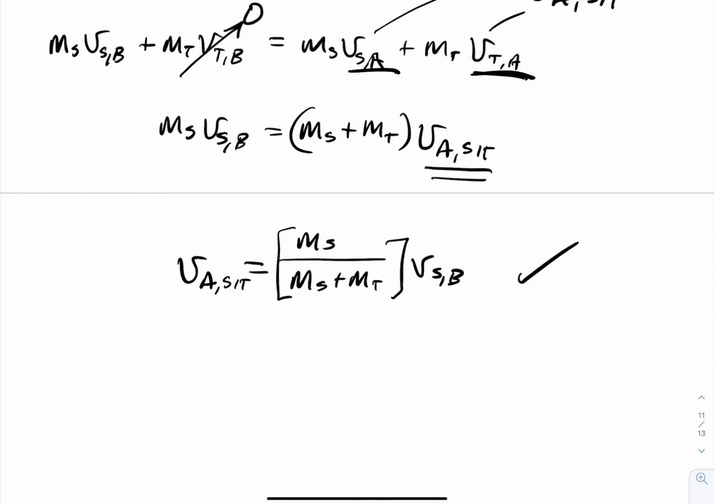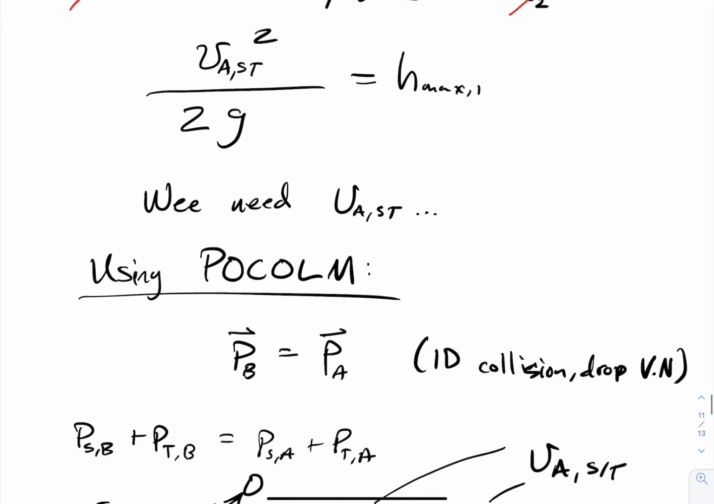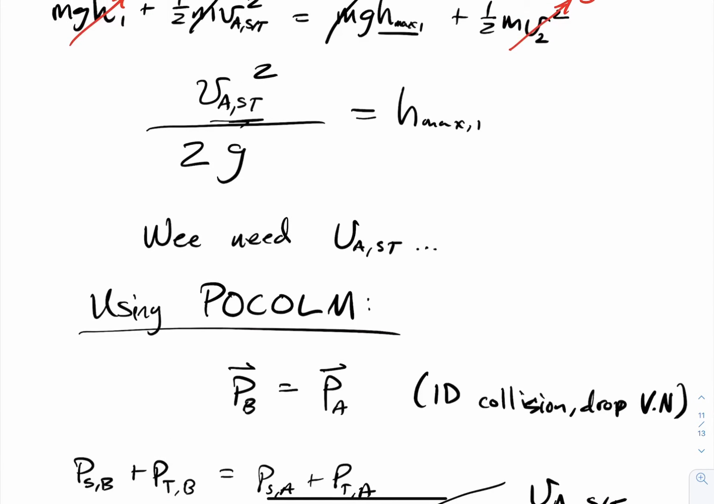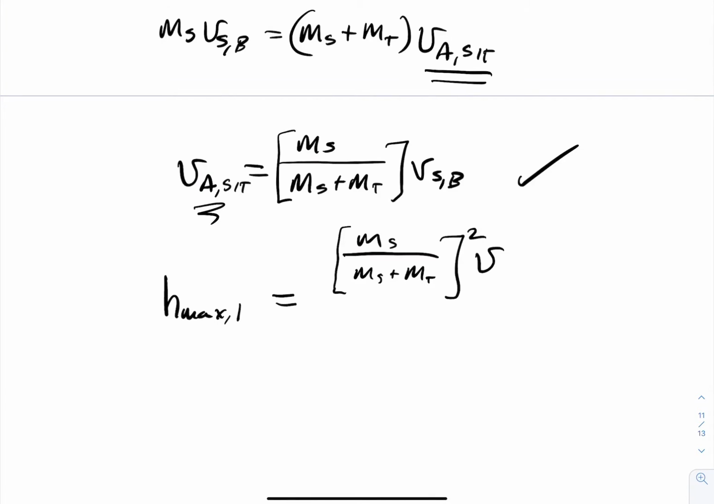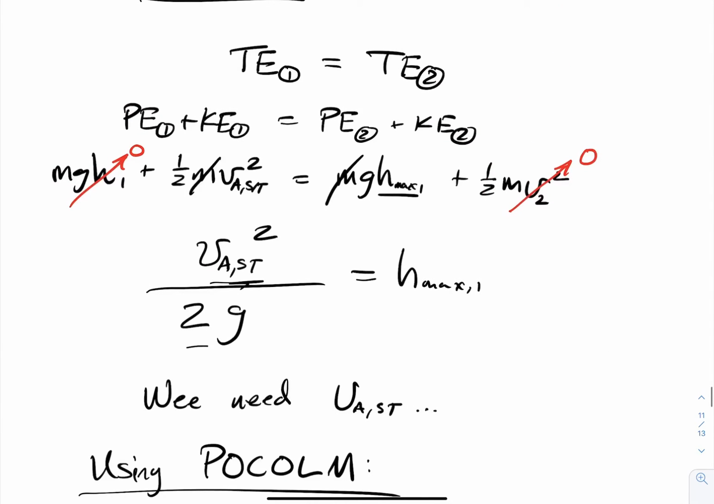So we know this value, and so we can take that and substitute it into here. So we can finally get our answer, h max 1 is equal to, and it was this squared. So I'm going to go ahead and put that whole thing in, square it, and divide by the 2 times g, which was in the equation.